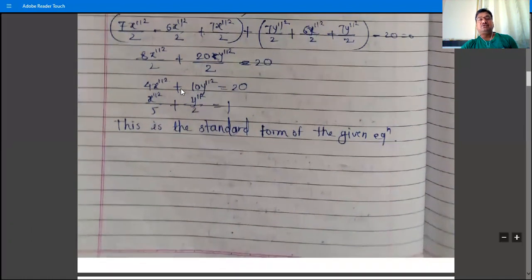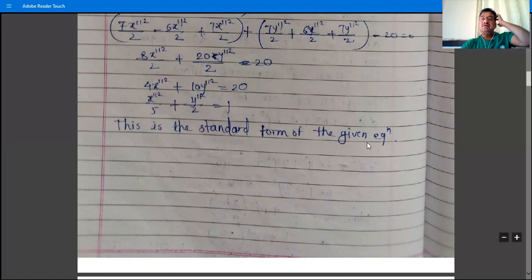Then divide by 20 throughout. So what do we get? Actually, 8 by 2 means 4, and 20 by 2 means 10. Then dividing by 20, 4 by 20 is 1 by 5, and 10 by 20 is 1 by 2. So this is the standard form of the given equation. If you write one more step, then it is x'' square by root 5 square plus y'' square by root 2 square is equal to 1. Either write this step as the last step, or write one more step.